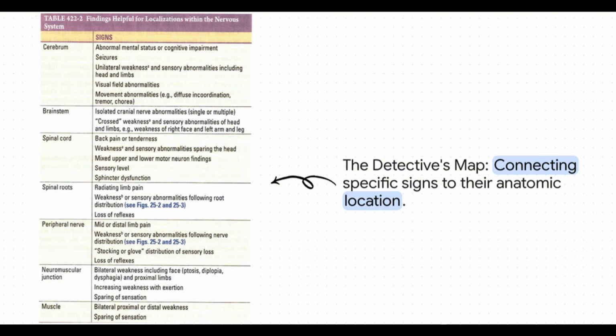And this table right here, this is basically your master map. It's your cheat sheet for localization. Let's walk through it. Say you found some mixed weakness and sensory changes, but the head and face were totally fine. Where does the map tell you to look? Boom, right there, the spinal cord. What if you found weird eye movements, plus weakness on the opposite side of the body? The map points you straight to the brainstem. This is exactly how the patterns of evidence lead you to a specific location.